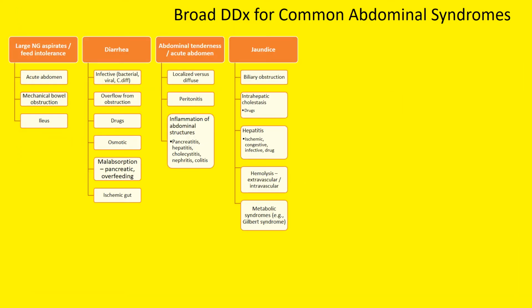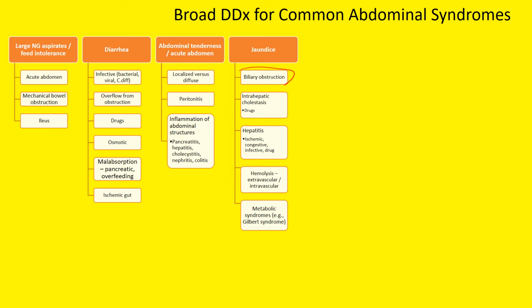That kind of thing. What are the broad differential diagnoses for the abdominal syndromes? Large nasogastric aspirates or feed intolerance: always rule out acute abdomen, mechanical obstruction, and paralytic ileus. For diarrhea, it could be infective, overflow, sometimes drug-induced, osmotic diarrhea, malabsorption, and ischemic gut if you have a bloody diarrhea. Abdominal tenderness or acute abdomen: is it localized or diffuse? Always rule out peritonitis. And then the various itis: pancreatitis, hepatitis, cholecystitis, nephritis, colitis, etc.